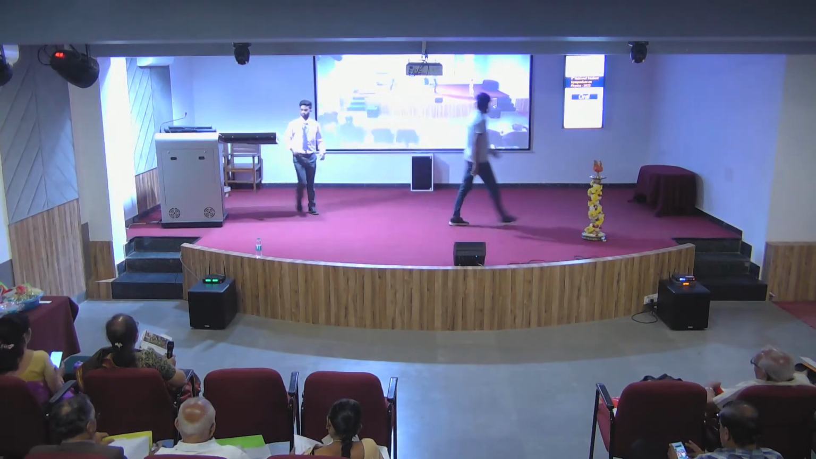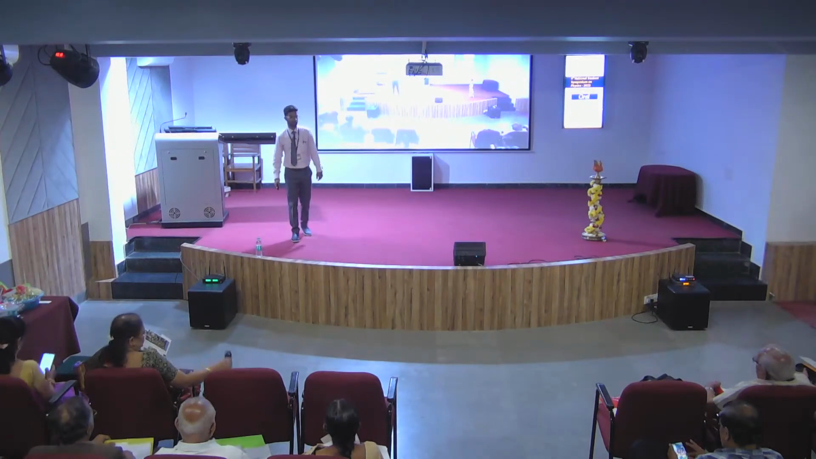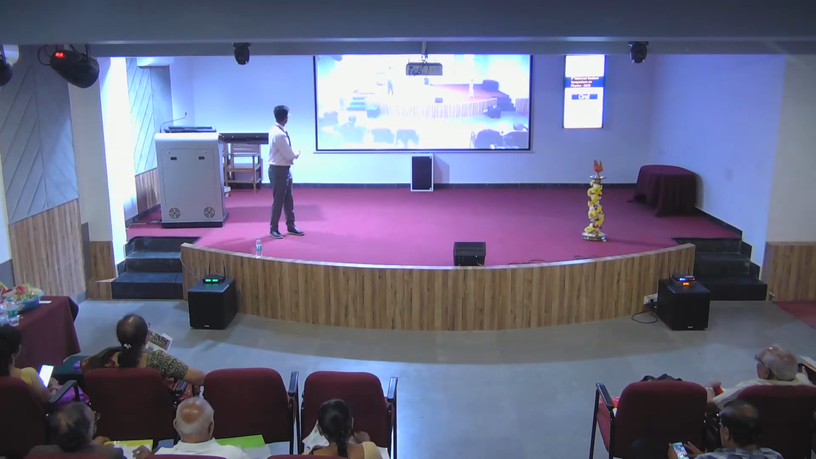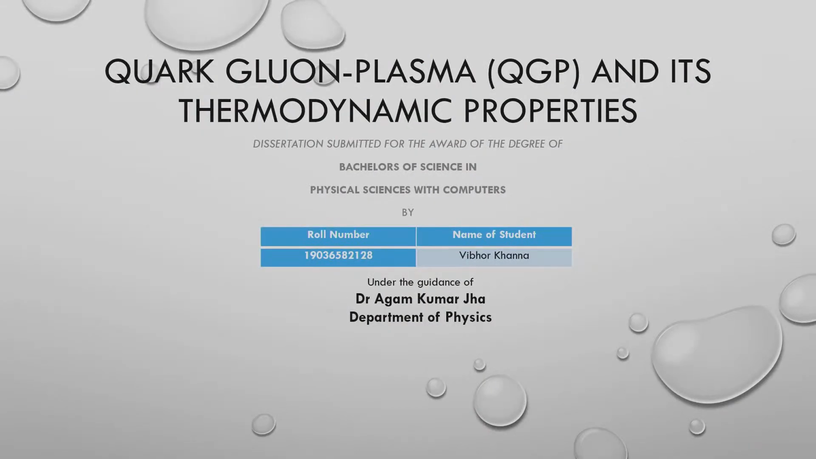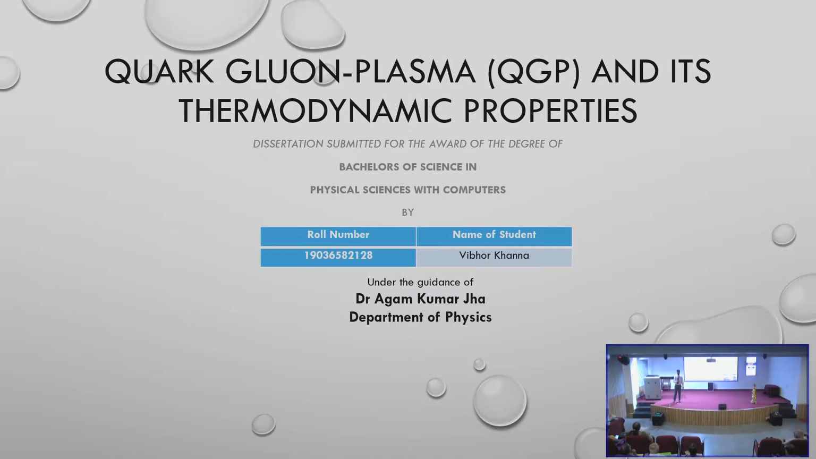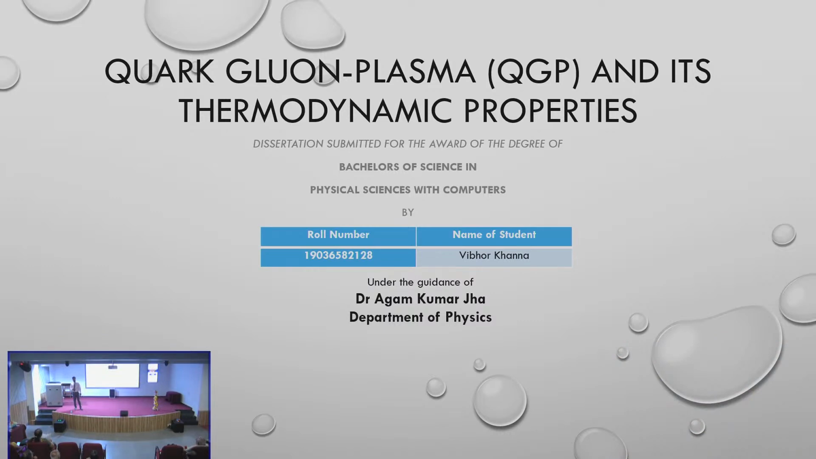Hello. Good afternoon, everyone. I hope I am audible. So this is Vibhor Khanna, and this is my research dissertation, which I did in the final year of my BSc under the guidance of Dr. Agam K. Jha. It was a 6-month project, but I gave 6 months extra. That is, I started studying it in the 5th semester. It concerns the quark gluon plasma, the QGP state of matter, which is known to be formed just after the Big Bang. After 20 microseconds, everything is known to be in QGP state of matter.